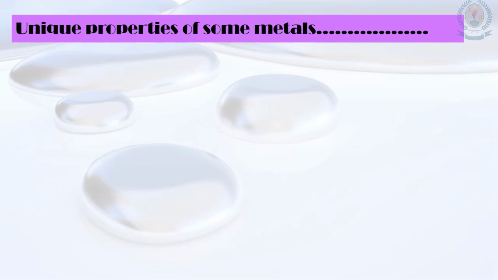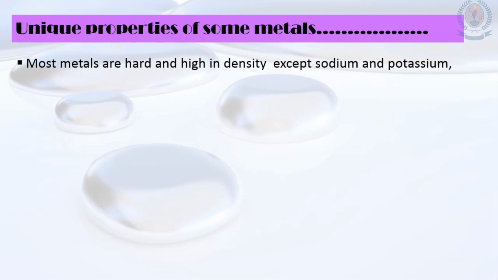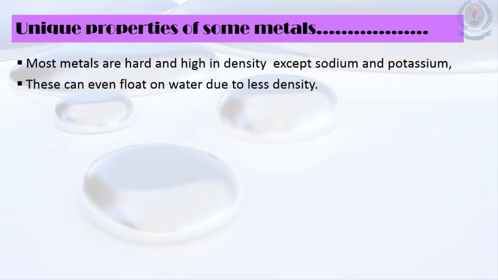Okay students, I believe that you have got a real understanding and good awareness about the properties of metals. And now we are going to find out what the unique properties of metals are. Okay, there are some metals which have unique properties which are inherited only by them. So most metals are hard and high in density except sodium and potassium. That is an exception, right? We have learned that earlier. So it is a unique property of sodium and potassium. And these can even float on water due to less density. Sodium and potassium have a lower density than the other metals.